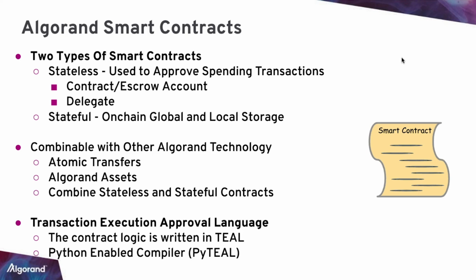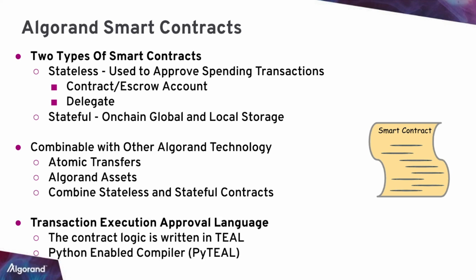And in the ledger, it's actually stored underneath their account. You can store up to 16 key-value pairs, and we'll get into some more details on that. But the intent for stateful contracts is to modify state, right? And these contracts live on the blockchain.